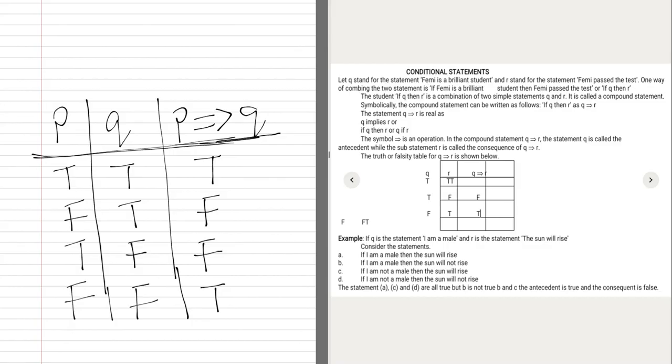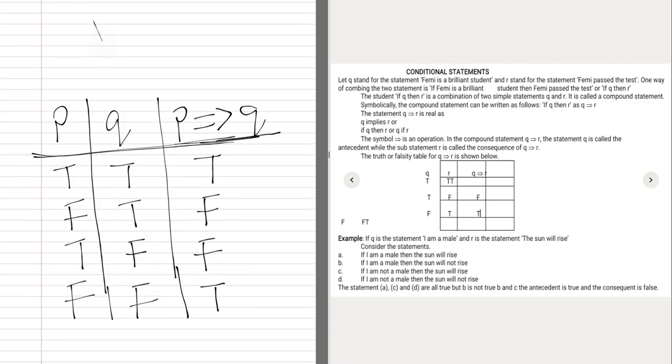In today's class we are going to be talking about the conditional statement under logic. Our topic is still logic. So today we are going to be talking about conditional statements.